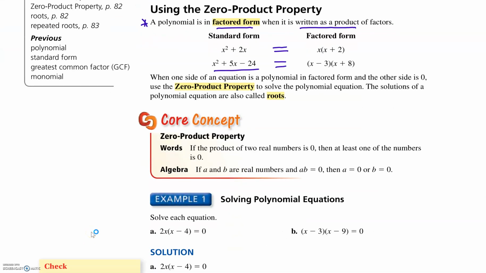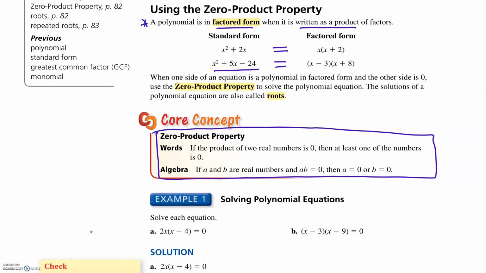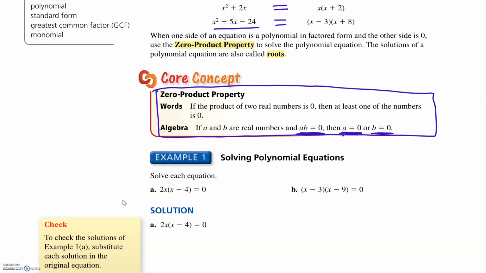We can apply the zero product property. Remember what the zero product property says. If the product of two real numbers is 0, then at least one of the numbers is 0. So in algebra symbols, if a times b equals 0, then the factor a is 0 or the factor b is 0. We're going to use that to solve polynomial equations. So we're going to dive right into some examples.